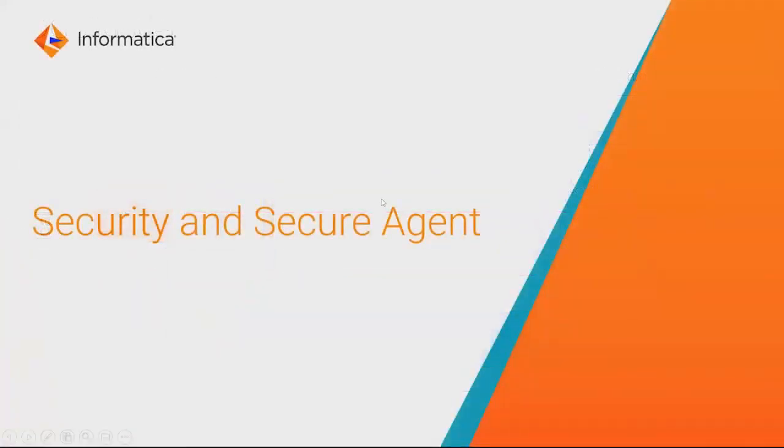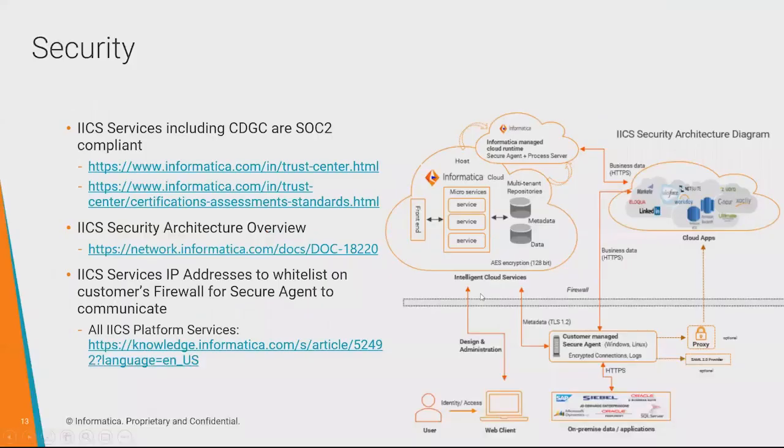Moving on to security and Secure Agent. All the IDMC or ISA services, including Cloud Data Governance and Catalog, are SOC 2 compliant. The resource links are published here for further details. The security architecture overview is also published at the link here. You can see the diagram at a high level on the right-hand side, which has cloud to cloud and cloud to on-premise communication, which has secure endpoints.